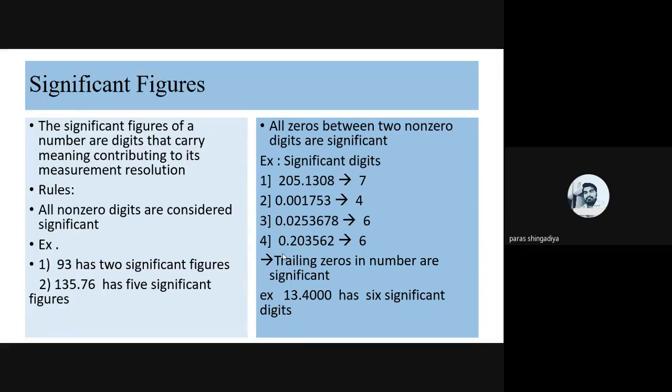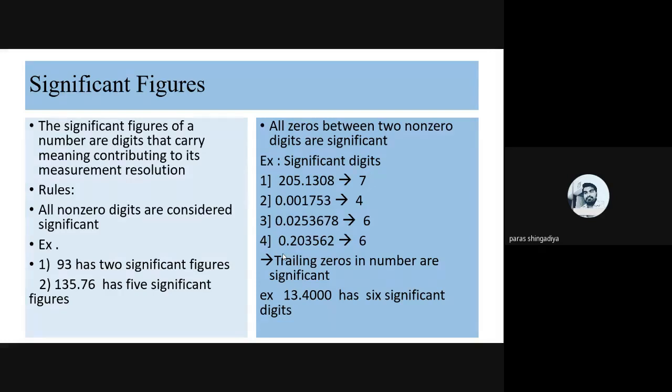So what does it mean? The first rule: all non-zero digits are considered significant digits. For example, 81, 93, 25 has two significant digits. 135 has three significant digits, 1325 has four significant digits, and so on. So 135.76 has five significant digits. The first element should be non-zero, and some conditions are also there.